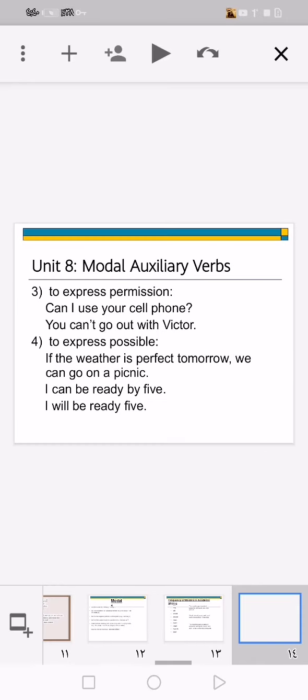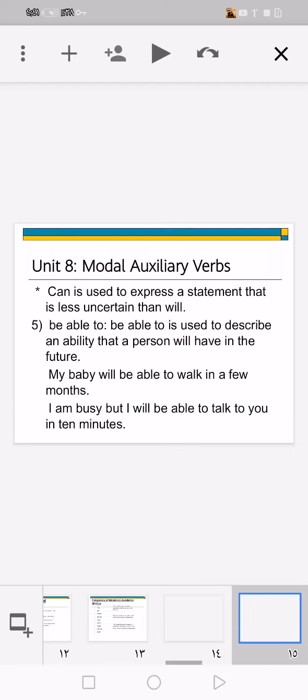Modal auxiliary verb to express permission, which is also considered a polite request. Can I use your cell phone? You can't go out with Victor. To express possibility: if the weather is perfect tomorrow, we can go on a picnic. I can be ready by 5. I will be ready by 5.